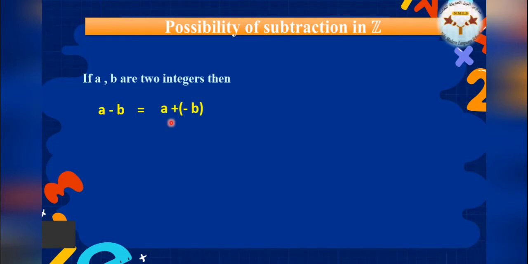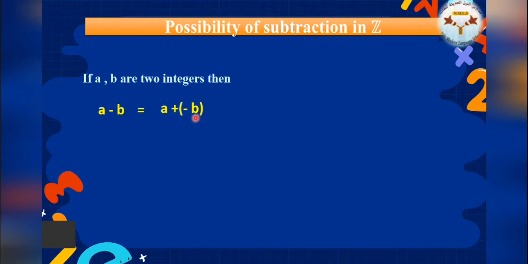So I will just change the sign of subtraction into addition. Then change the sign of the second number. If it is positive, make it negative. If it is negative, make it positive. So again, a minus b is the same as a plus negative b. This rule will help you to solve any subtraction problem.